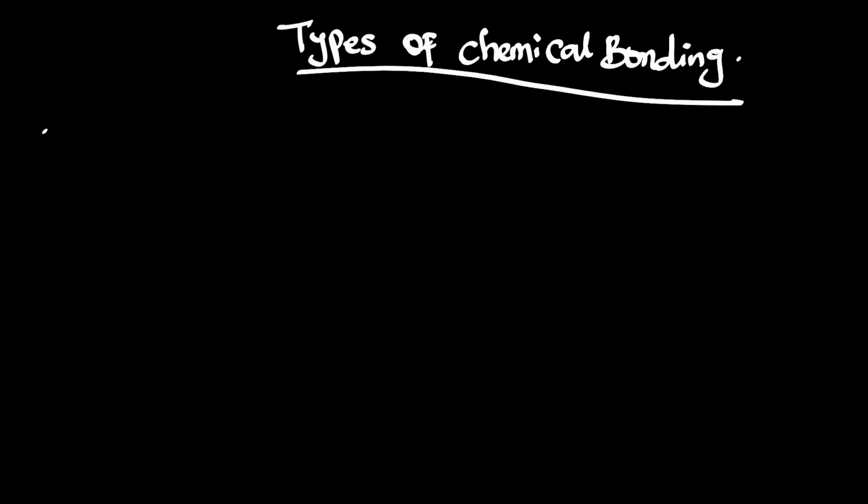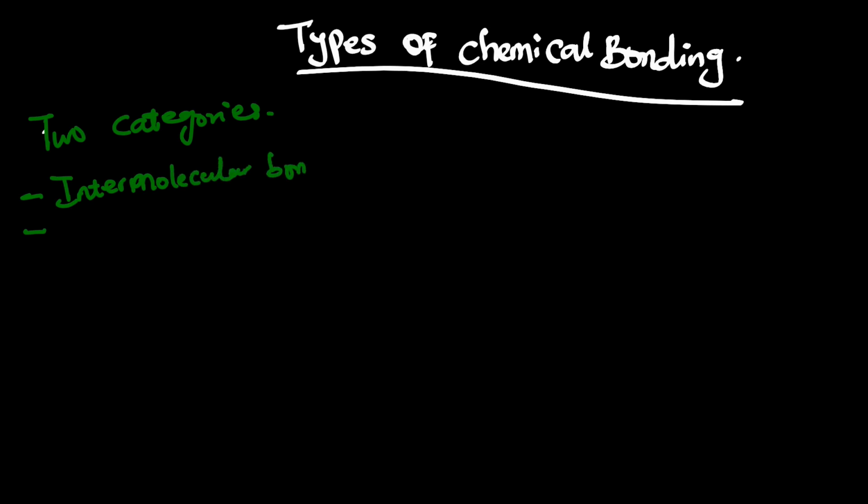What are the types of chemical bonding we have? It's very simple. They are actually divided into two categories. And what are they? The intermolecular bond and intramolecular bond.